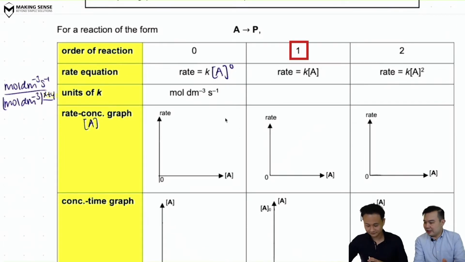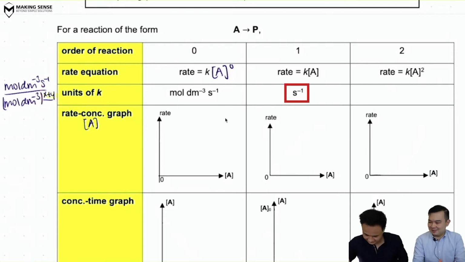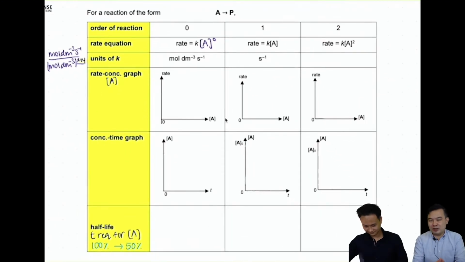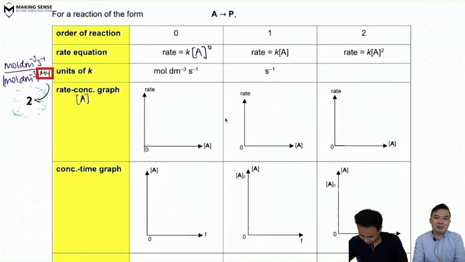If the power in the denominator is 1, then you notice that mol per dm cube is going to cancel. You're only going to be left with s^-1. Easy. And finally, if it's power 2, there's more mol per dm cube in the denominator by power 1, and that's why you end up with mol^-1 dm^3 s^-1.